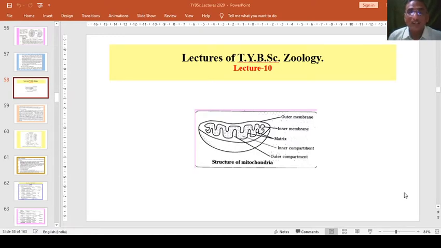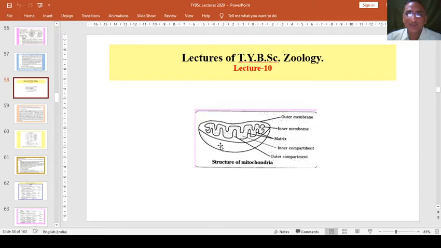We have already started to study the mitochondria in the course of our cell and molecular biology. Now we will continue with lecture number 10. Actually, we started previously the same topic about mitochondria. It is one of the different cell organelles.